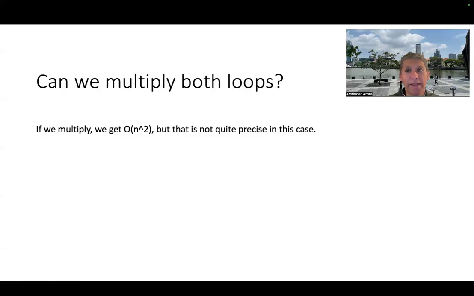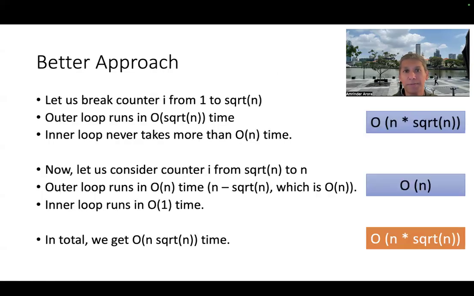That's not quite precise in this case. So we have to do a better analysis. And here's the better approach. What we can do is break the outer loop counter. Instead of going from 1 to n, we first go from i equal to 1 to square root of n. This is sometimes referred to as breakpoint analysis. So we have established square root of n as the breakpoint, and then we will still analyze the second part as well.